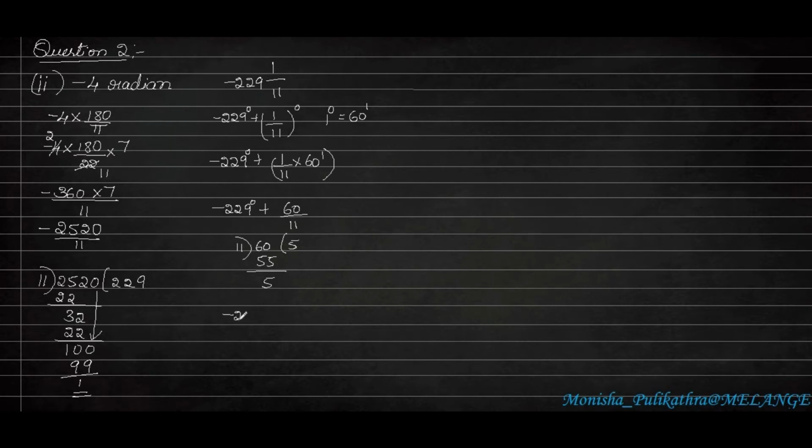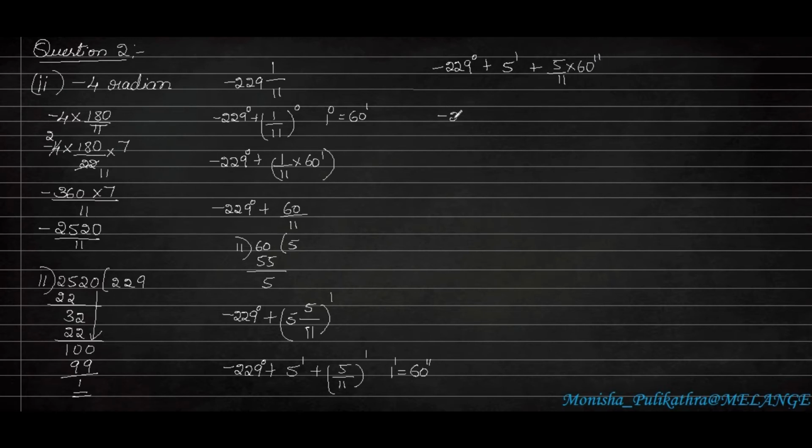So it will become minus 229 degree plus 11 is in the denominator. So it will become 5 by 11 minutes. Since we have converted the degree to minute, this whole thing will become a minute here. So minus 229 degree plus this 5 will be converted to minute, 5 minutes plus 5 by 11 minutes. So now we need to convert this minute into second. We know that 1 minute is equal to 60 seconds. So minus 229 degree plus 5 minutes plus 5 by 11 into 60 seconds.